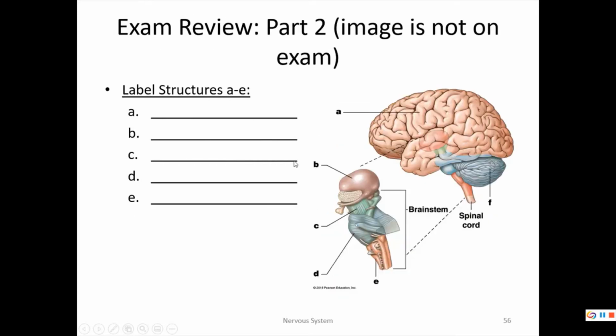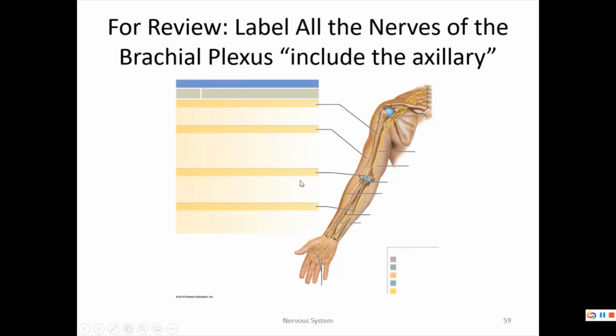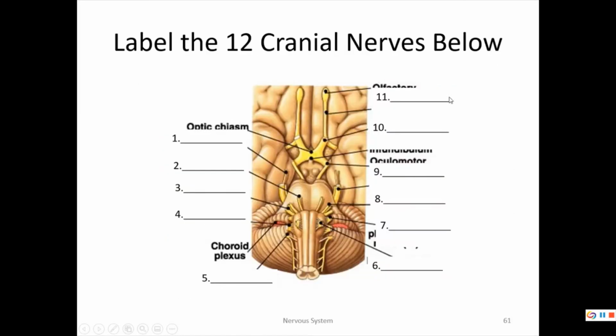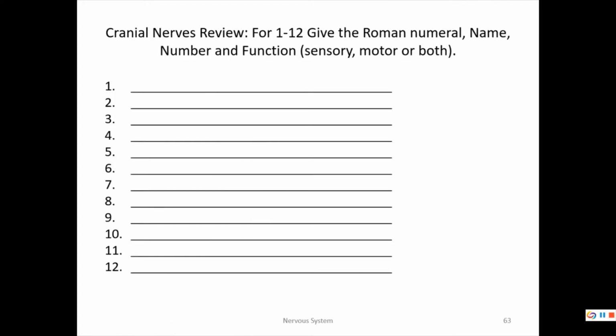So these are non-exam things, but this could be on the exam to show the meninges. These each will be on the exam for sure. Here I've given you a practice of the cranial nerves, and this diagram will be on the test. Draw your spinal cord as a practice, but remember this is your 5-point replacement opportunity. Cranial nerves, here's a practice. Put that on there as well.